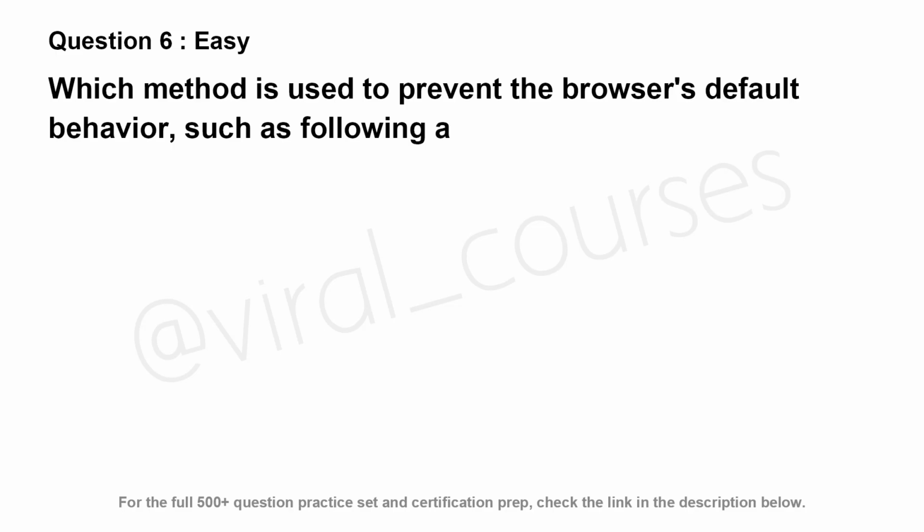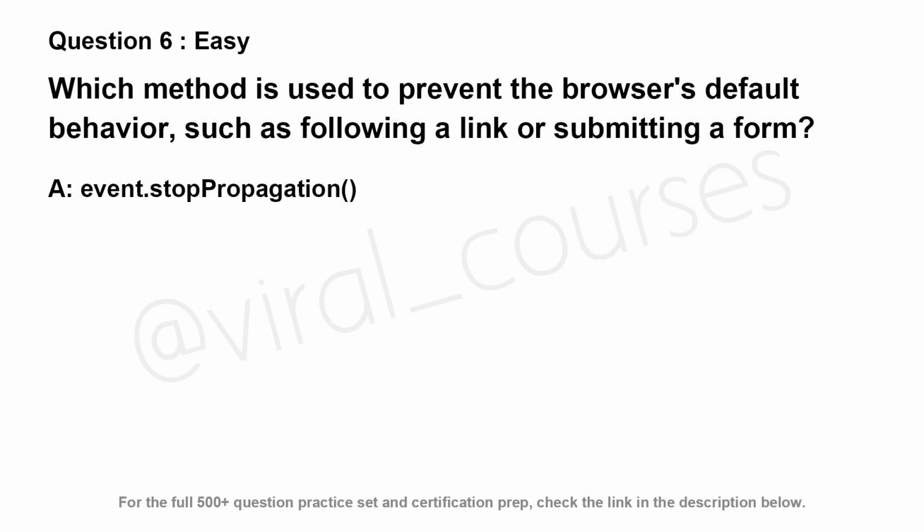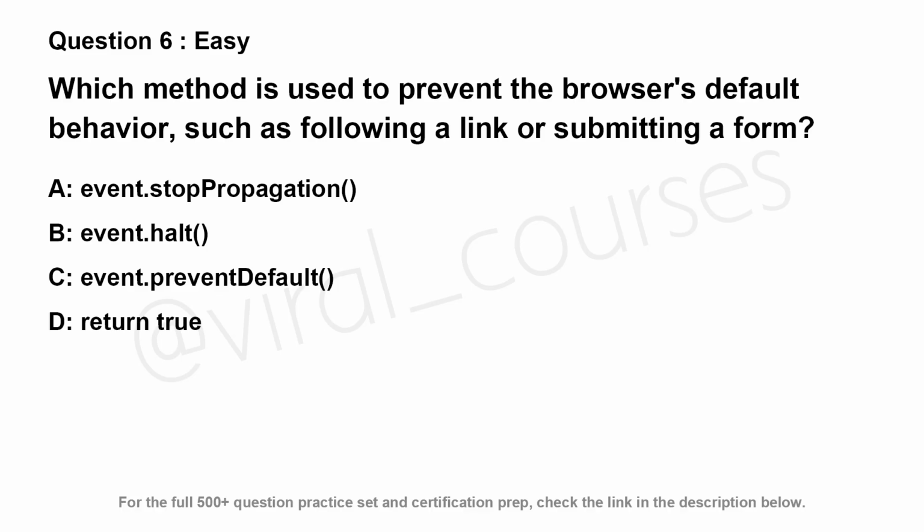Which method is used to prevent the browser's default behavior, such as following a link or submitting a form? Option A. event.stopPropagation. Option B. event.halt. Option C. event.preventDefault. Option D. return true.